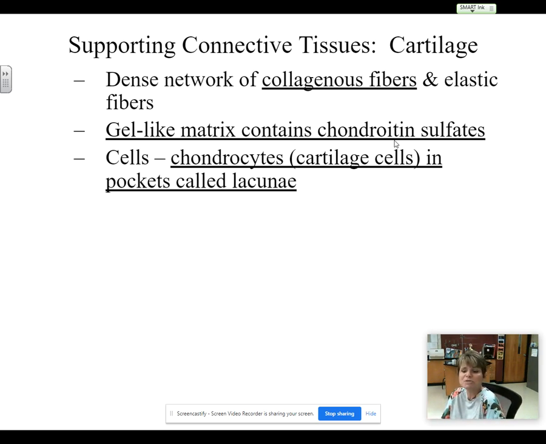If you imagine the classroom or the walls of your bedroom as being the lacuna, the pocket, then you sitting inside your bedroom, you would be the chondrocyte, the cartilage cell, or me sitting here in my classroom, I would be the cartilage cell, the chondrocyte.